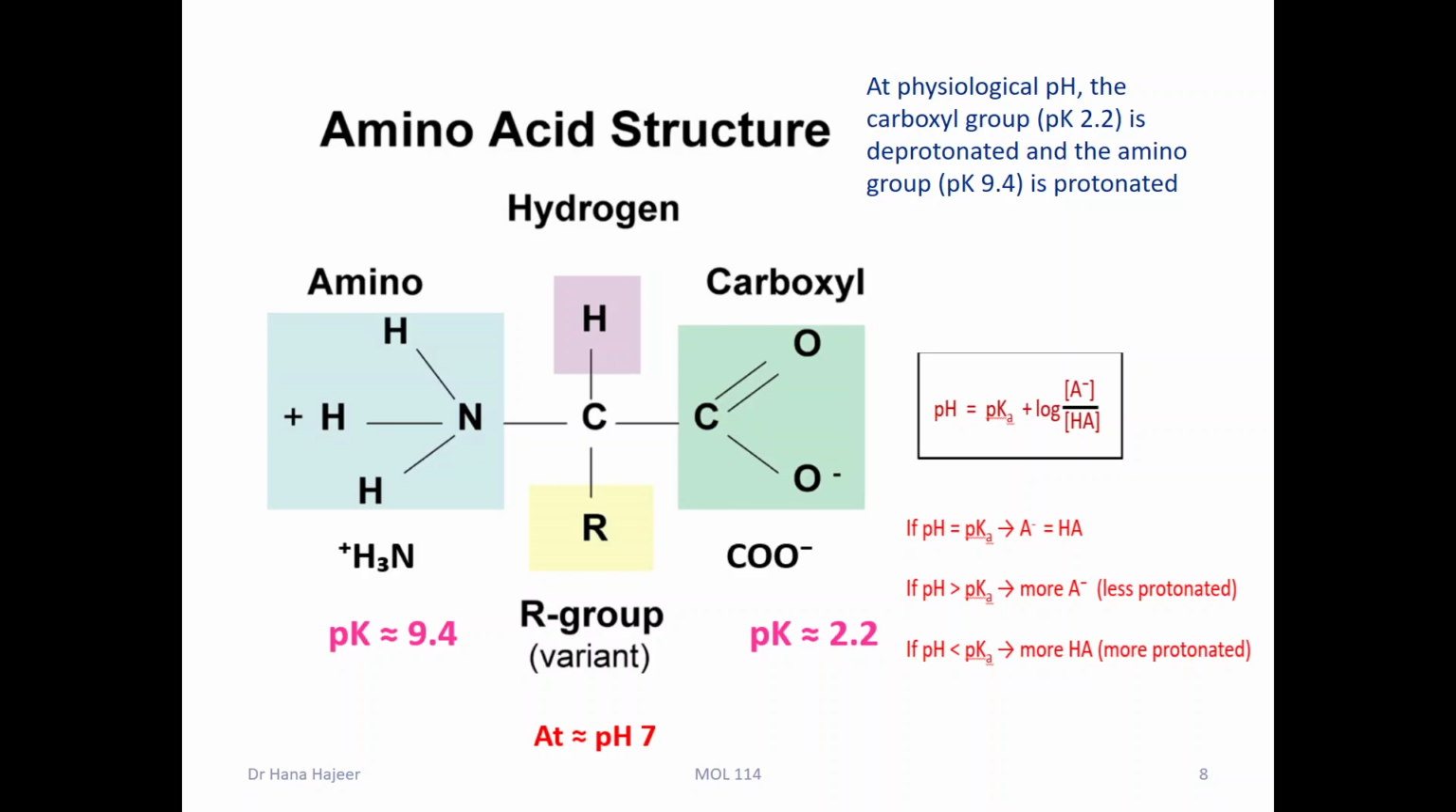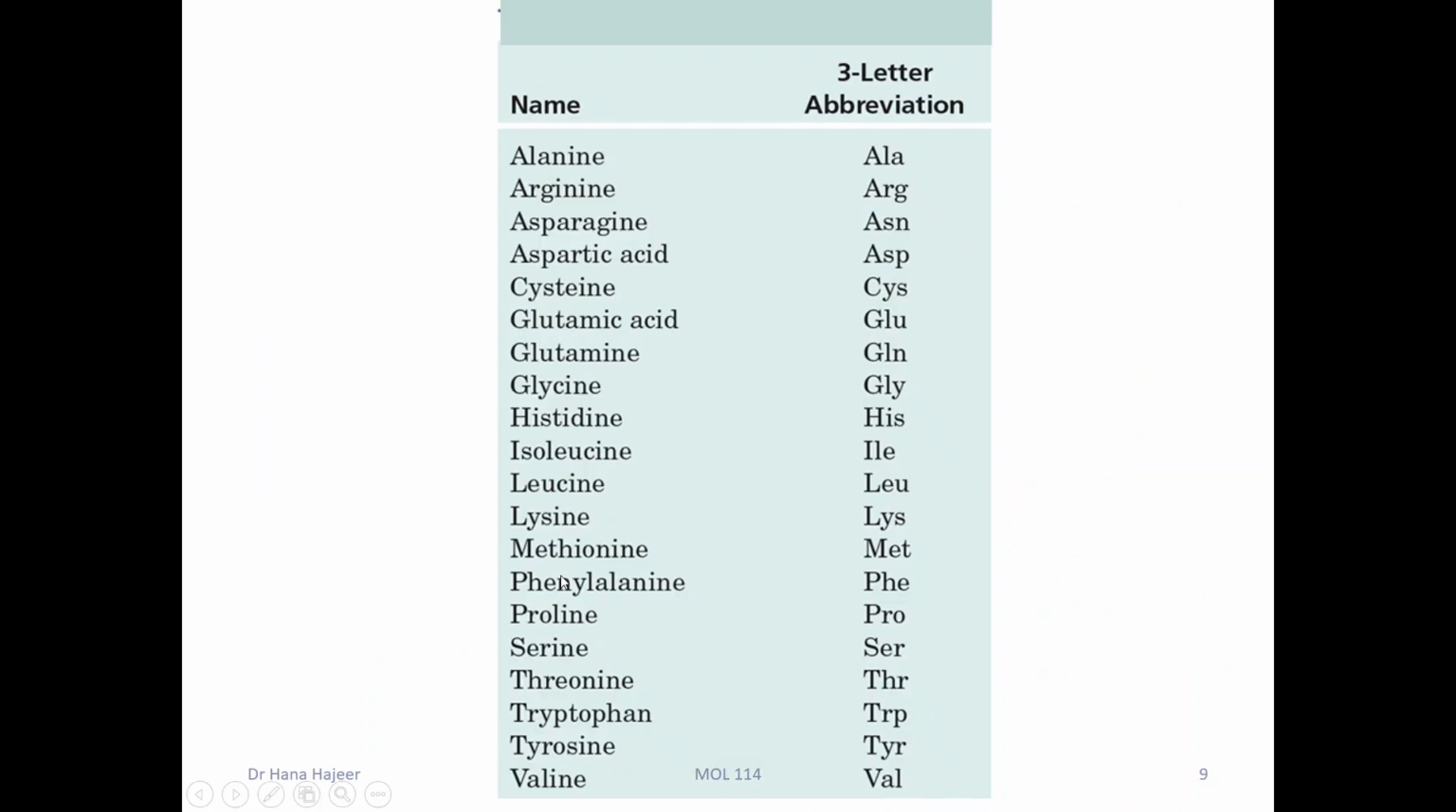Okay, so this is regarding the charges. At physiological pH, the carboxyl group will have a negative charge, the amino group will have a positive charge, and the R group will be variant. It will be different for the different amino acid depending on which group we have here. So these are your 20 friends, their full name and their nickname or their abbreviation.